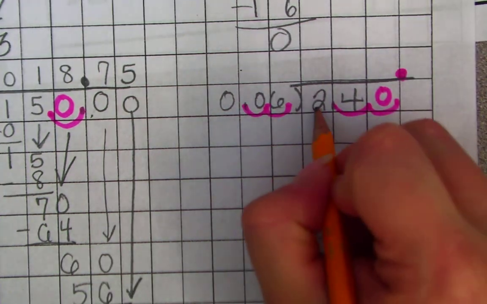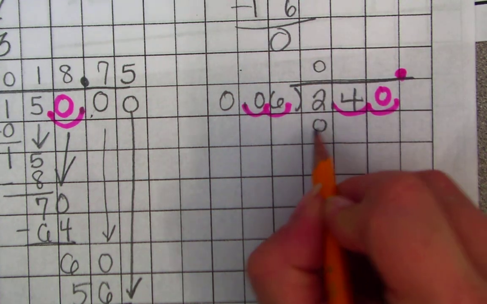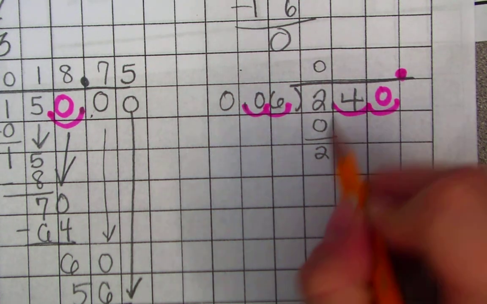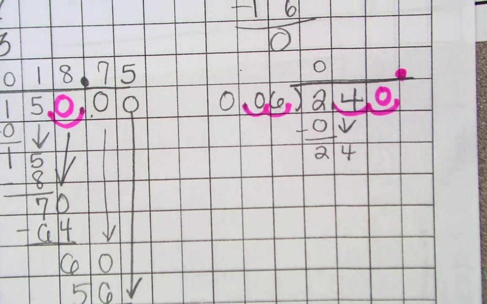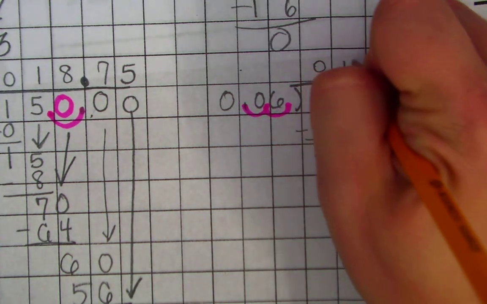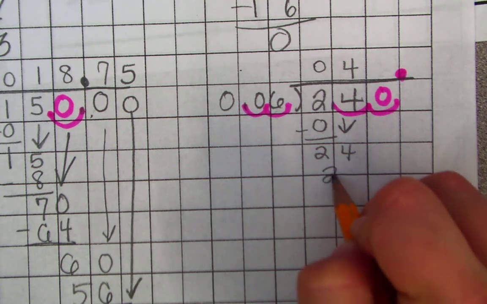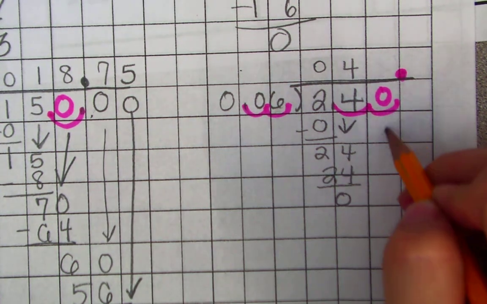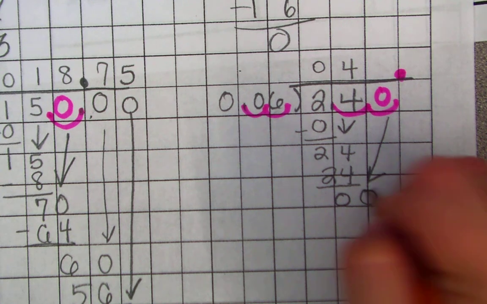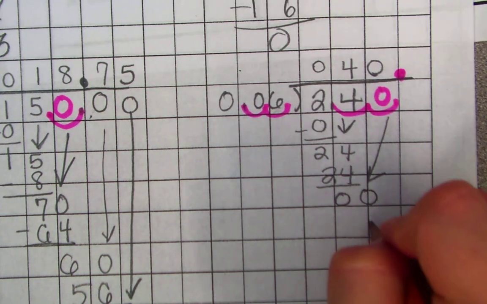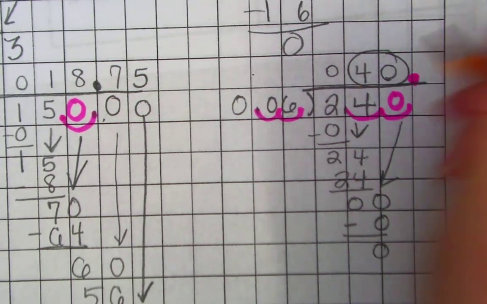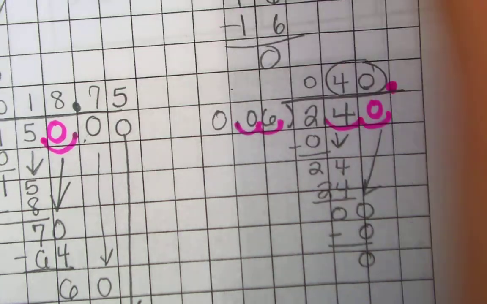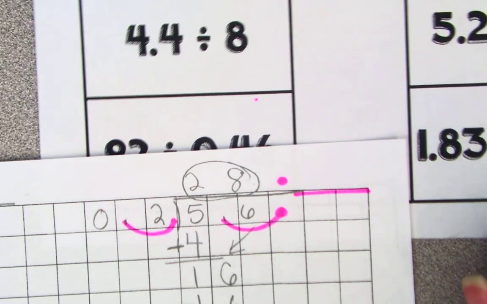So let's look. 6 can go into 2, 0 times. Bring down your 4. 6 can go into 24, 4 times. That gets you 24. Oh, got to bring down your 0. 6 can go into 0, 0 times. Subtract. There's nothing left over. Therefore, your answer is 40. Okay?